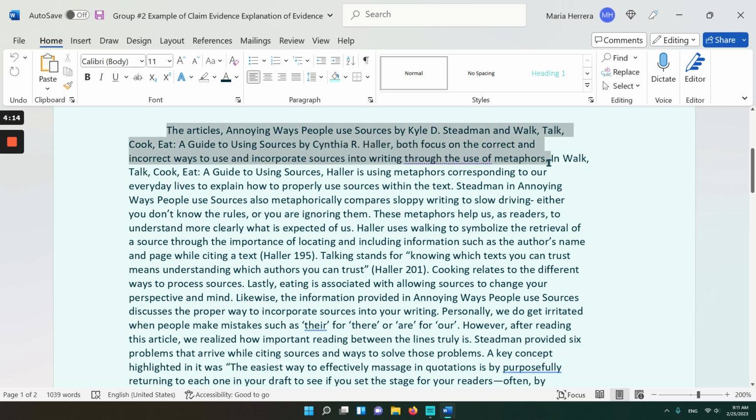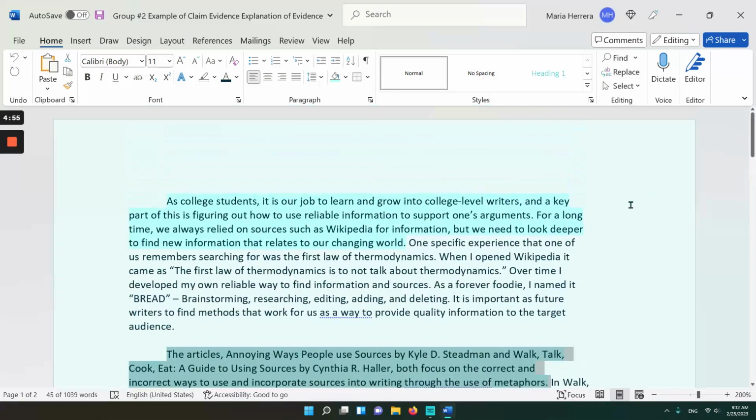Right here we have the articles Annoying Ways People Use Sources by Kyle D. Stedman and Walk, Talk and Cook and Eat: A Guide to Using Sources by Cynthia R. Haller. Both focus on the correct and incorrect ways to use and incorporate sources into writing through the use of metaphors. That is an excellent claim for a summary. It's a claim of fact, basically, stating what the articles do. That's it. And we do not need that kind of claim in any of the paragraphs that we have. We're not doing that. What we're doing right now is actually using evaluation, just like we're doing it here.